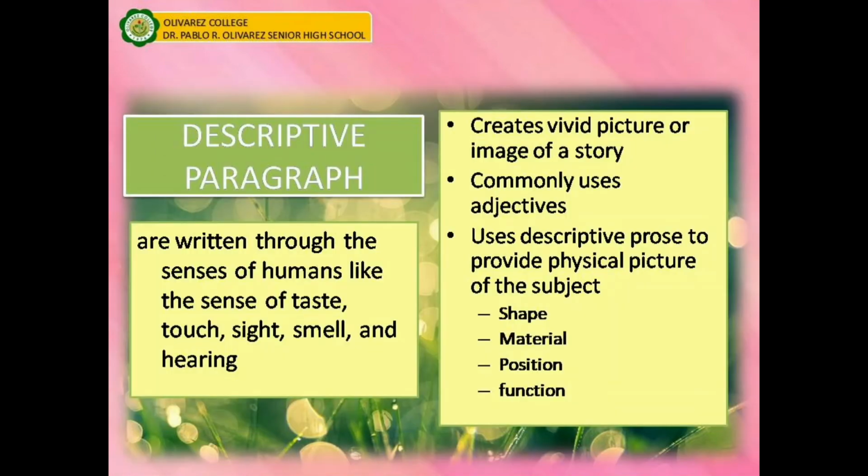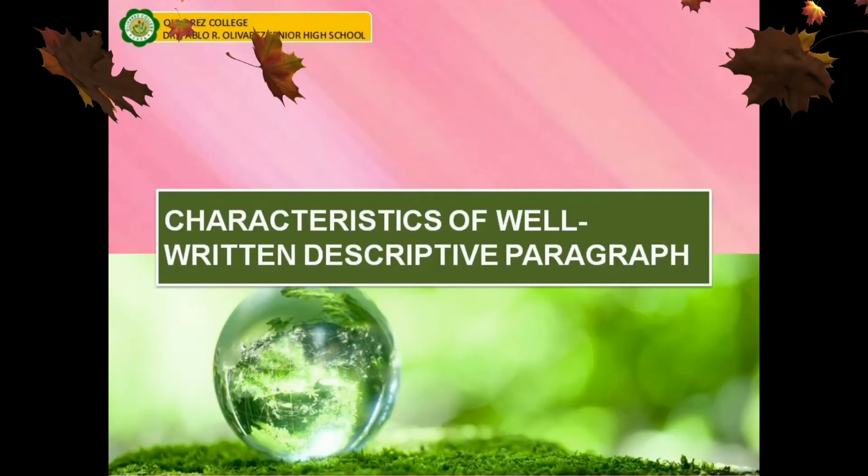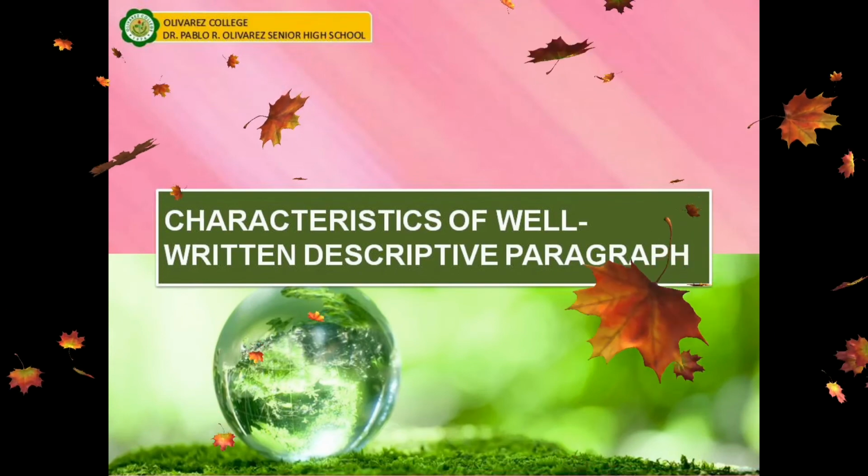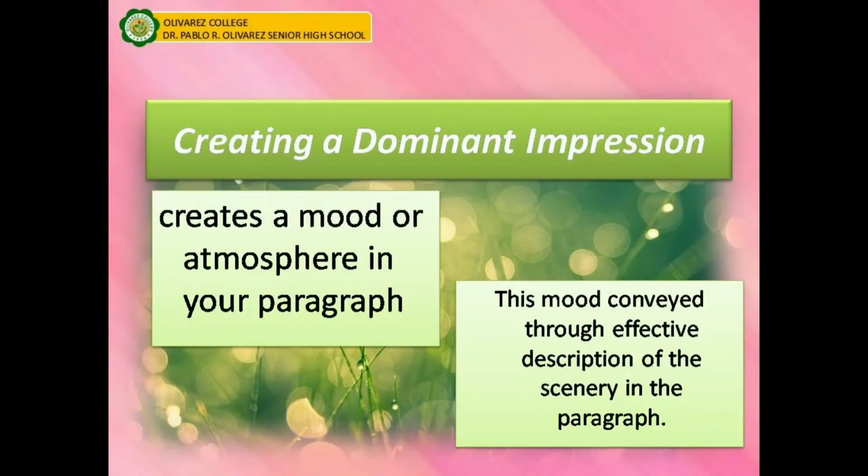A descriptive paragraph should be written through the use of human senses like sight, hearing, taste, smell, and touch. At the same time, it uses adjectives to create a vivid picture or image of the story. It also uses descriptive prose to provide the physical picture of the subject, including its shape, material, position, and function. Let us talk now about the characteristics of a descriptive paragraph.